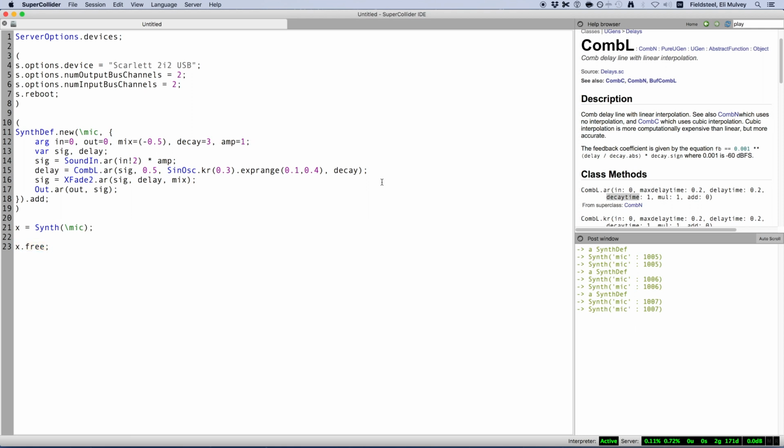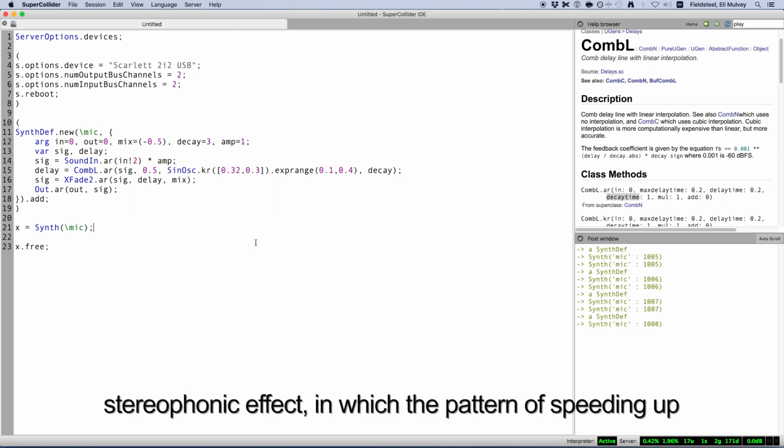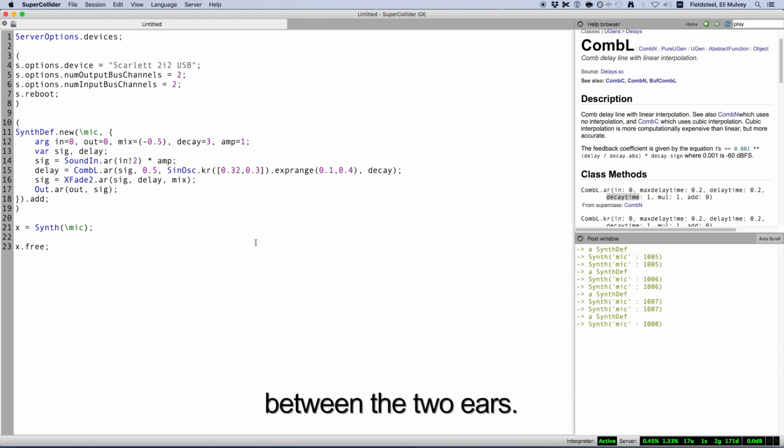And let's not forget about multi-channel expansion, which is a fun ingredient. By expanding this SinOsc to have an array of 2 frequencies, the speed at which the delay time changes is slightly different between the left and right speakers. And this gives us a somewhat more interesting stereophonic effect, in which the pattern of speeding up and slowing down gradually drifts out of phase between the 2 ears.